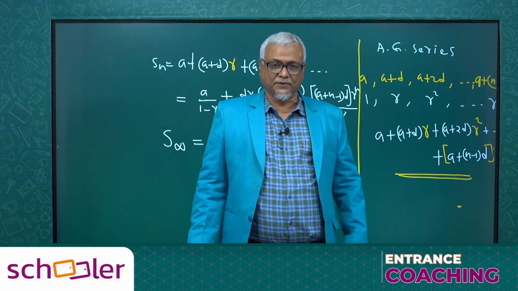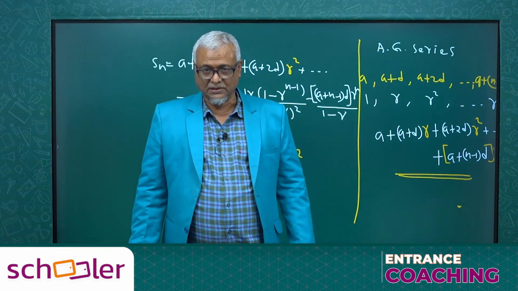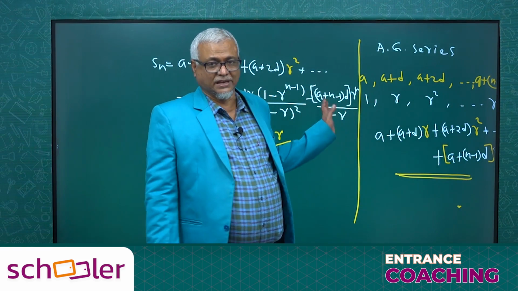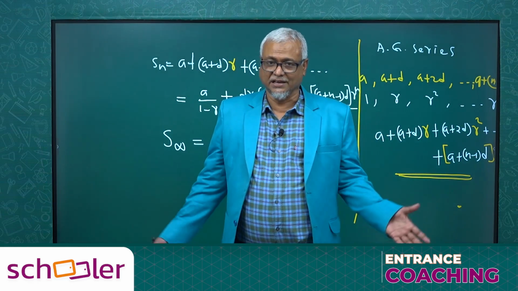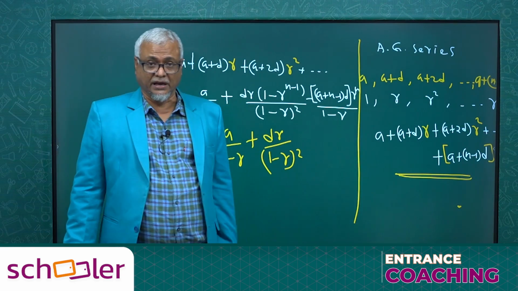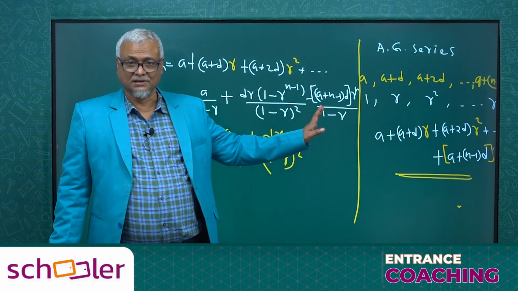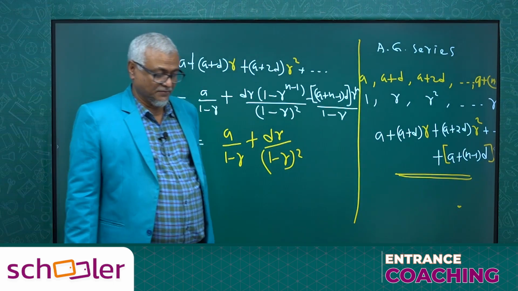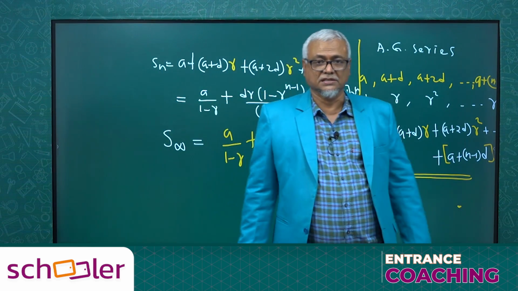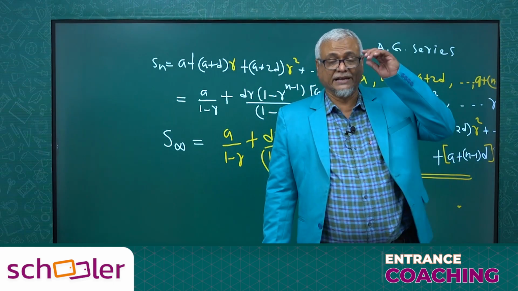Sum of the cubes of the first n natural numbers: n squared into (n plus 1) whole squared by 4. Then, what is an AG series? What is the sum to n terms of an AG series? It's a difficult formula, of course. And what is the sum to infinity of the AG series? That is simple compared to the formula for the sum to n terms.